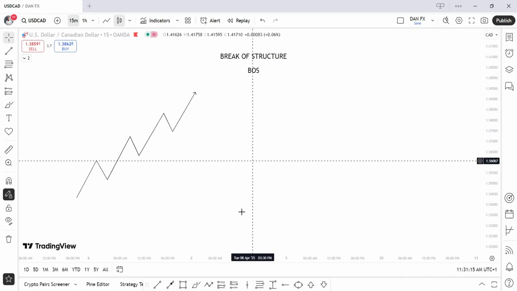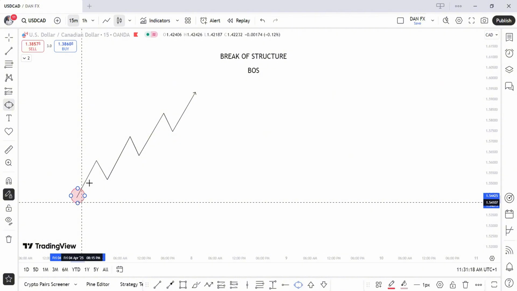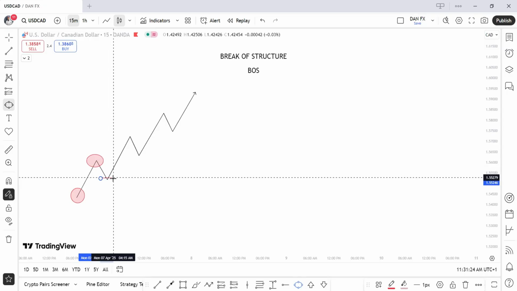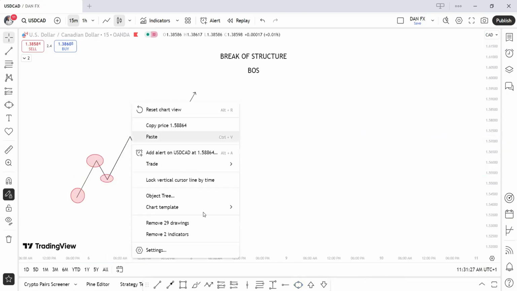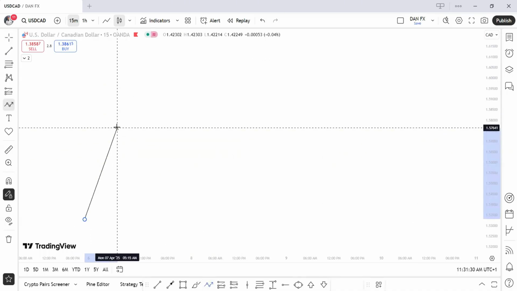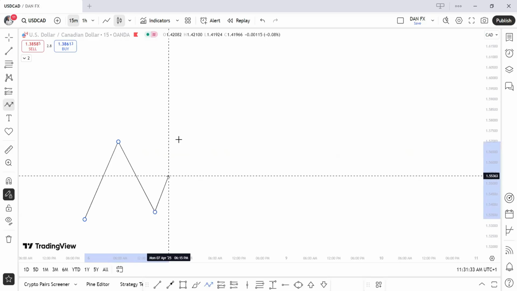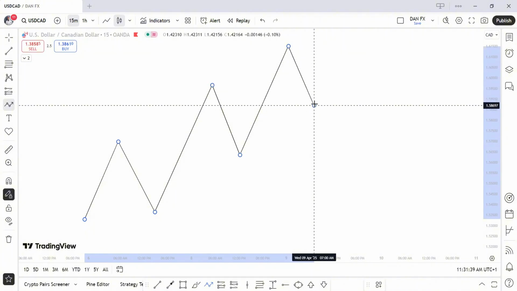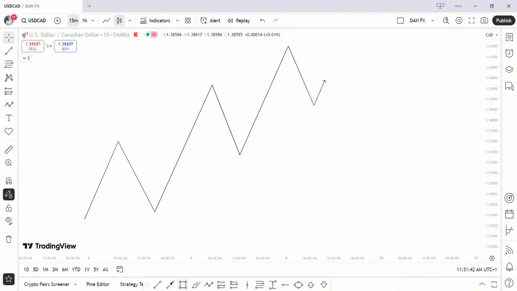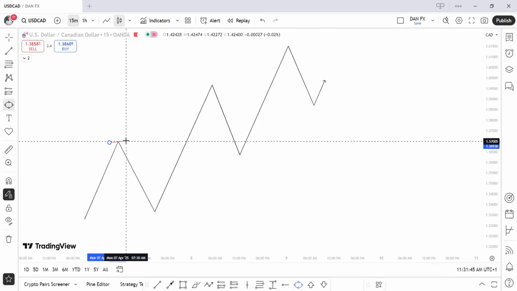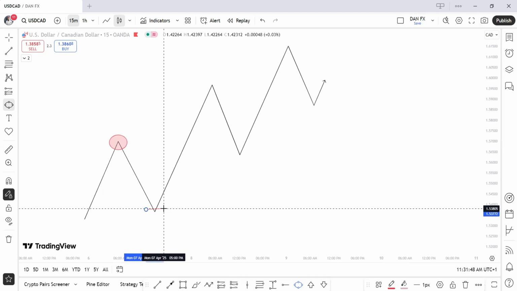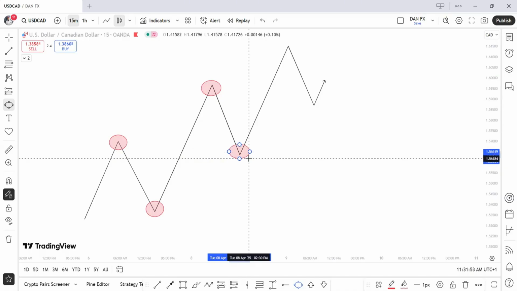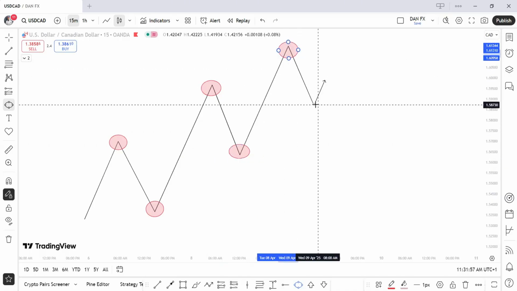Let's say we have higher highs and higher lows. So we have a low here, we have a high, we have a low, we have a high. But let me make this bigger for you guys to see. All right. So we have high, low, higher high, higher low, higher high, higher low. Right. So let's go over this again. We have a high, we have a low, we have a high, higher high, we have a higher low, we have a higher high, and we have a higher low.